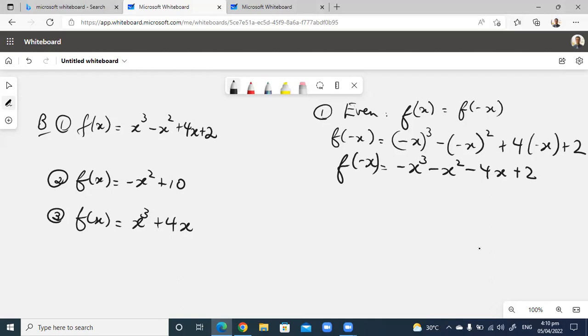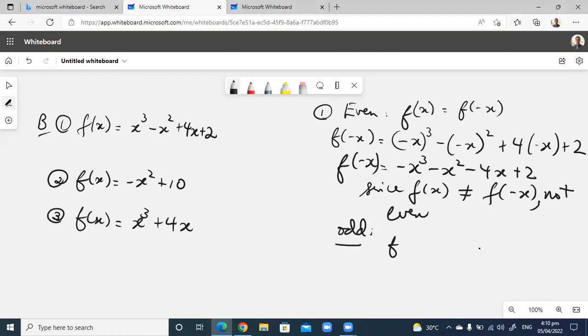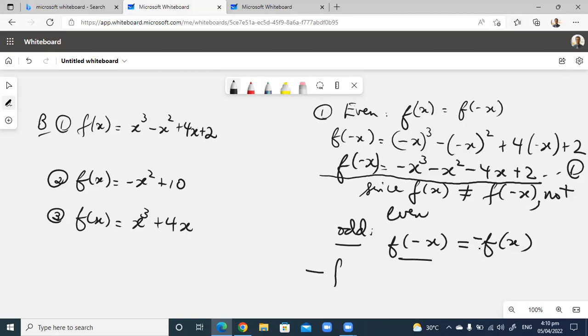Right? Is this the same as what we were given here? No. So we say since f of x is not the same as f of minus x, the function is not even. So you could check for odd now. If you're checking for odd, then you want to see, is f of minus x and minus times f of x the same? So I already have f of minus x, look, it's here. If I call this 1, we already have 1. So let's work out minus times f of x.